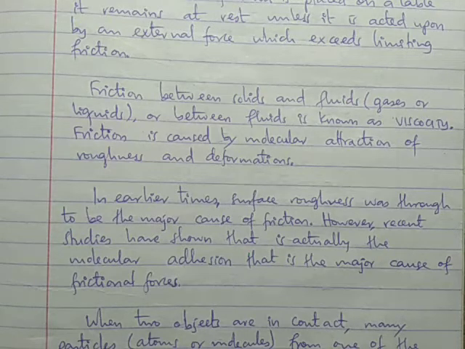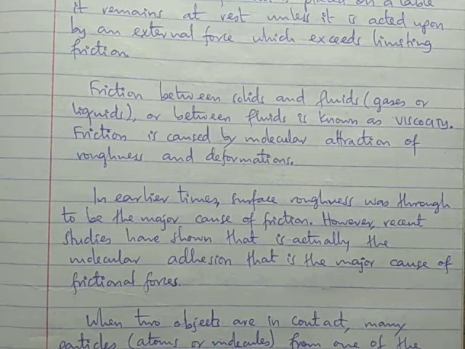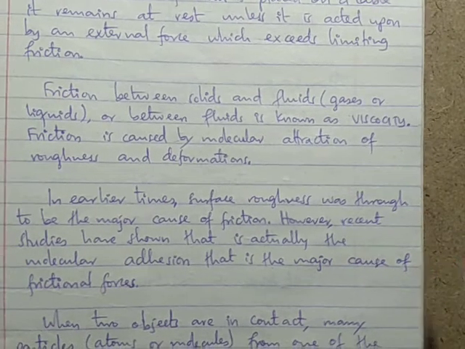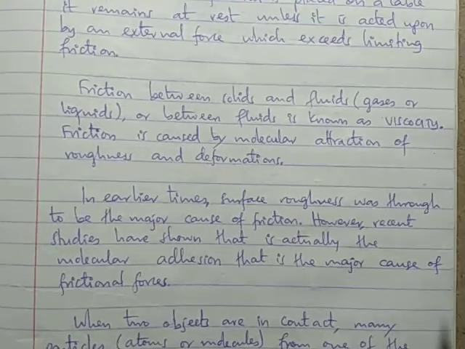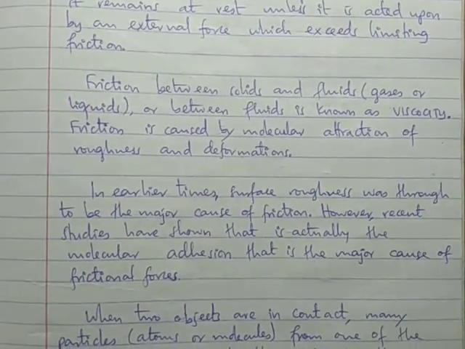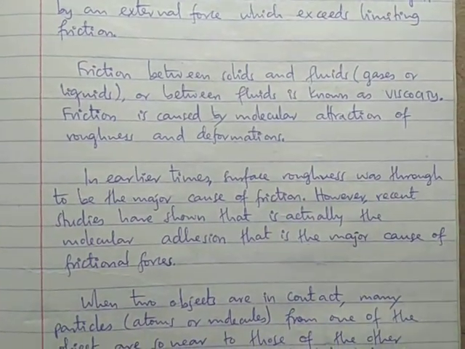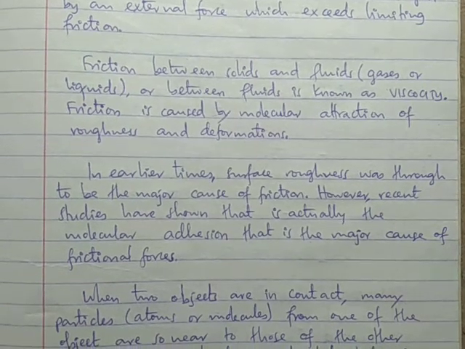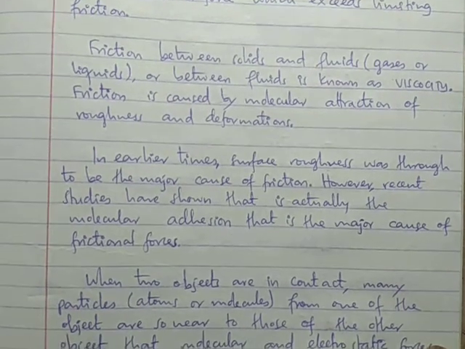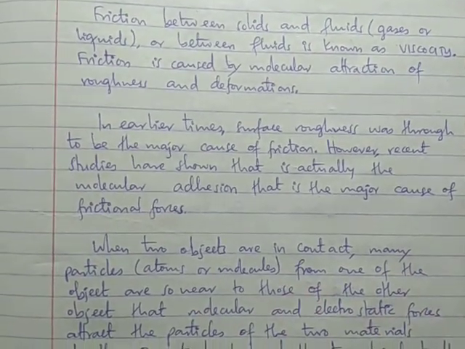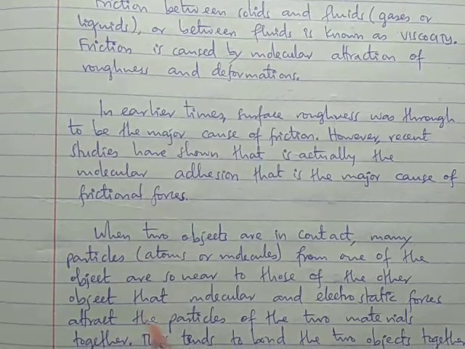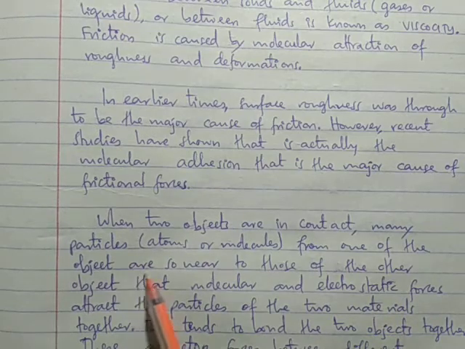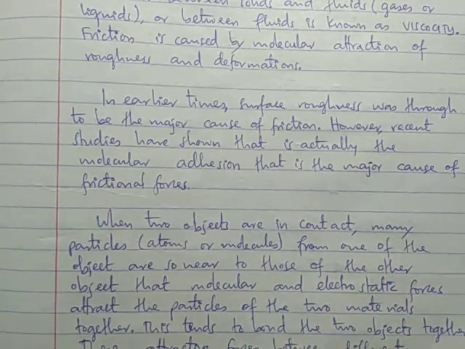So the adhesion forces, let's say between this exercise book of mine and my table, are the ones which cause frictional force when I am trying to move this book above the table. The adhesion force is the force of attraction between the particles or molecules of the table and the particles or molecules of this exercise book. So when two objects are in contact, many particles, that means atoms or molecules, from one of the objects are so near to those of the other object.